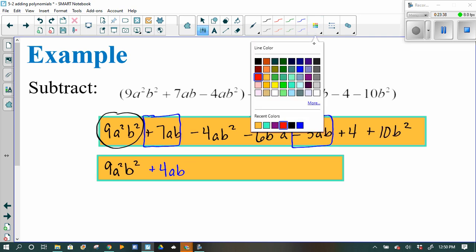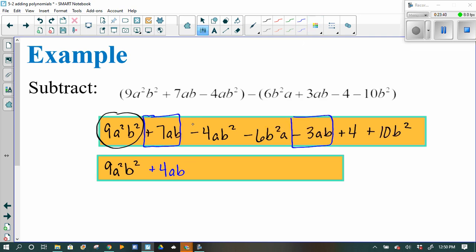All right, now I have a negative ab squared. This is also ab squared. The order of the a and the b doesn't matter as long as the exponents match. So negative 4 minus 6 is negative 10ab squared. So these two, the b squared and the a, can change places.